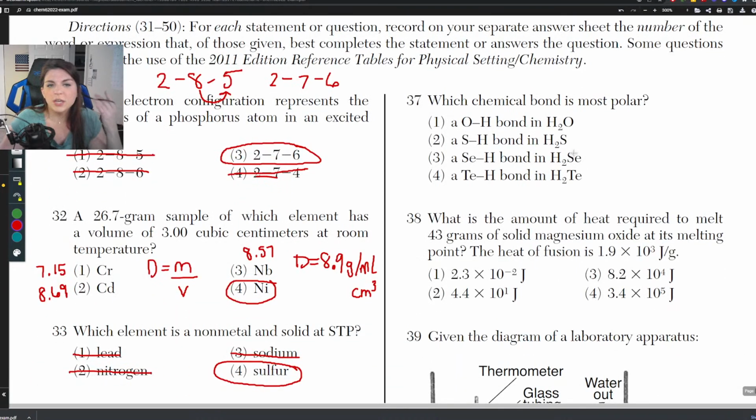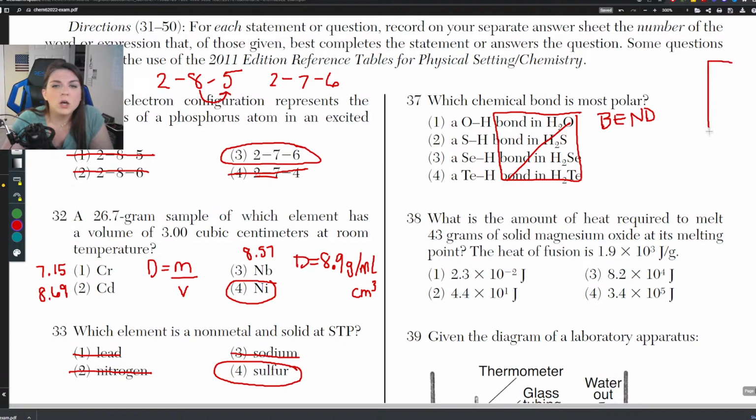37. Which chemical bond is most polar? Oh, interesting. Okay, so we're talking about bonds, so this part of every single choice does not matter. Is it O bonded to H, S bonded to H, Se bonded to H, or Te bonded to H? To figure out if a bond is polar, you would do the bond electronegativity difference. You look up the electronegativities and subtract them.